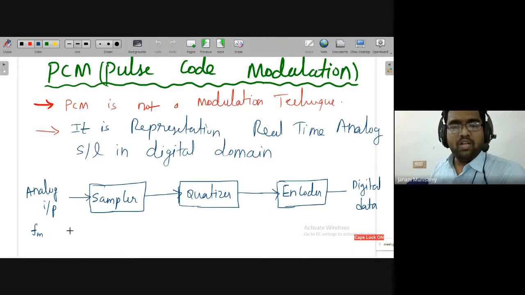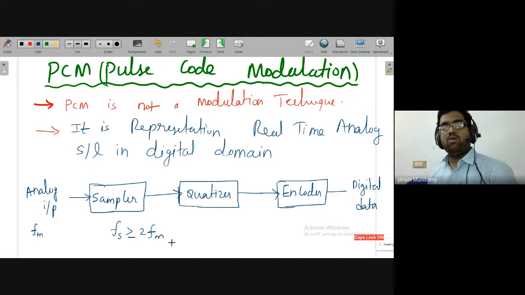So to fix this FM, we will put one filter before the sampler. To avoid this confusion, I must be very clear what the maximum frequency available before the sampler is. Then only I can apply the sampling theorem. You might have studied the sampling theorem: Fs is greater than or equal to 2FM, where Fs is the sampling frequency. I'll come back quickly to what the sampling frequency is, but here, first of all, you have to fix FM.